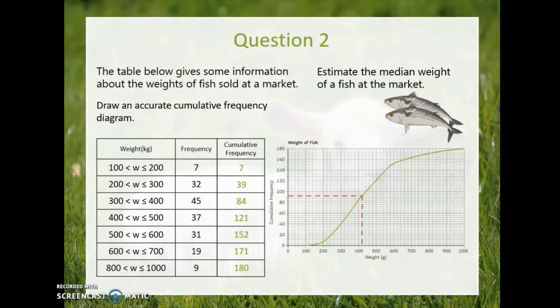We have 180 fish that were sold at market. So the middle value would be 90. We read along at 90 and down to get our median weight. Again, it's an estimate and we're looking for something in between 410 and 420 grams. Very well done if you have completed both of those questions.